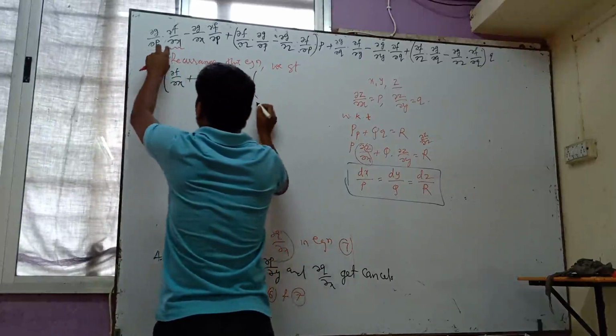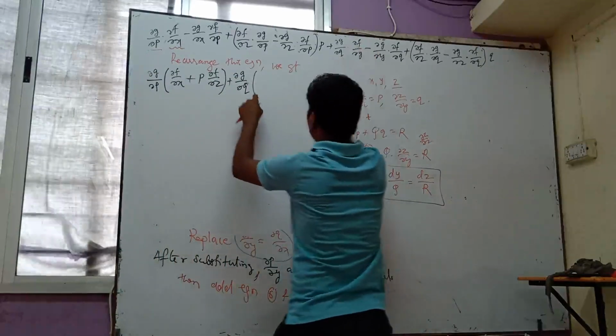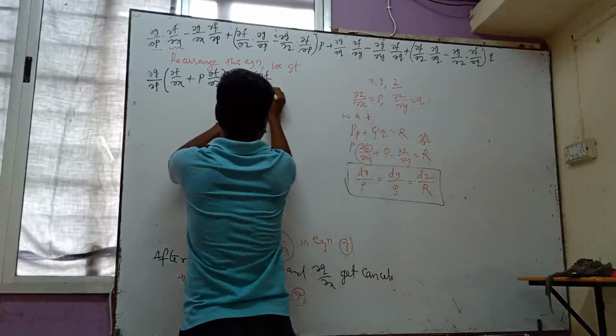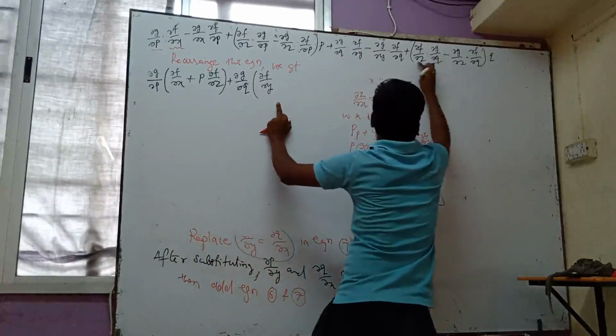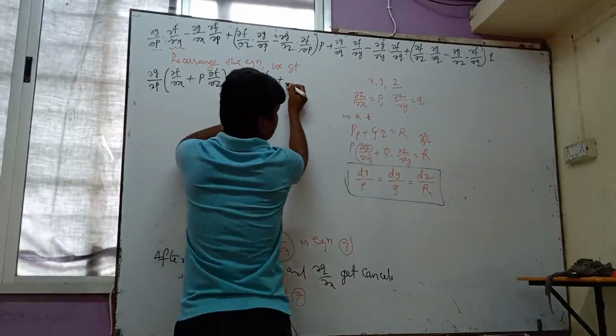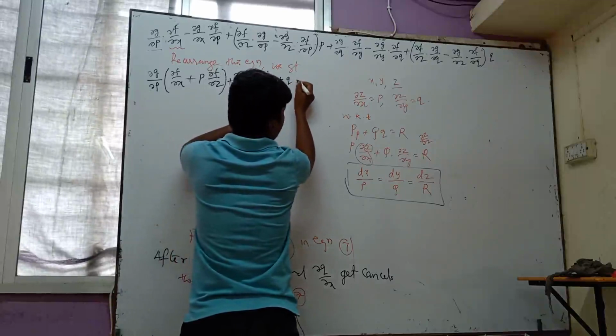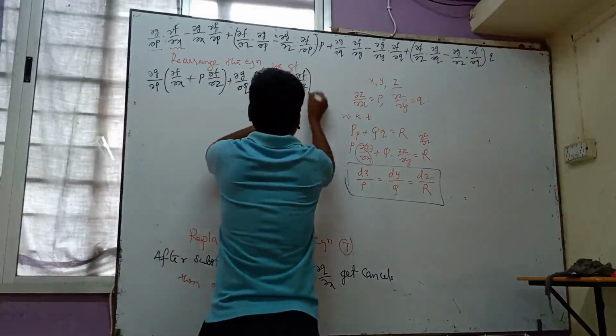After taking ∂G/∂Q outside, where is ∂G/∂Q? ∂G/∂Q is here. So what it has? ∂F/∂Y, and multiplied with the Q. So this becomes plus Q into ∂F/∂Z.